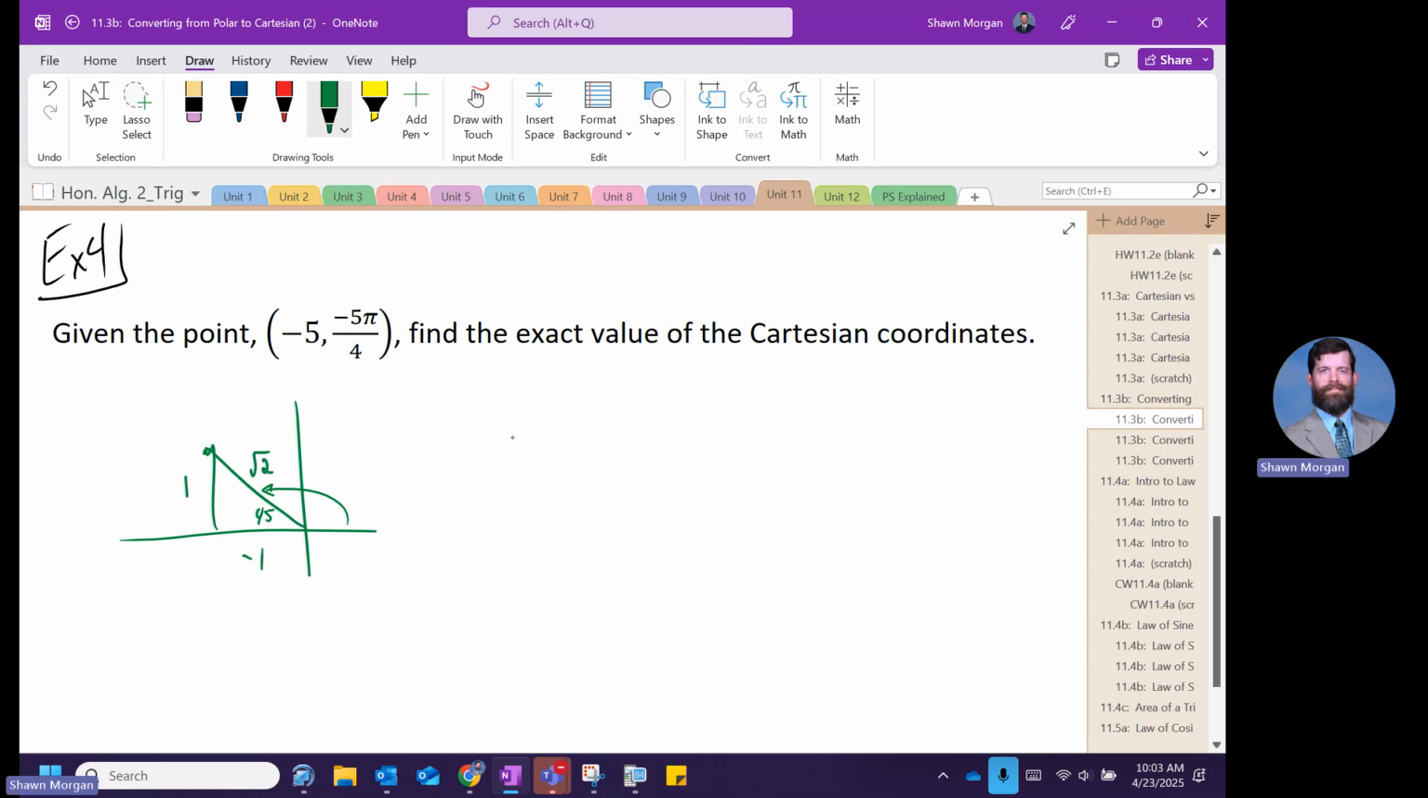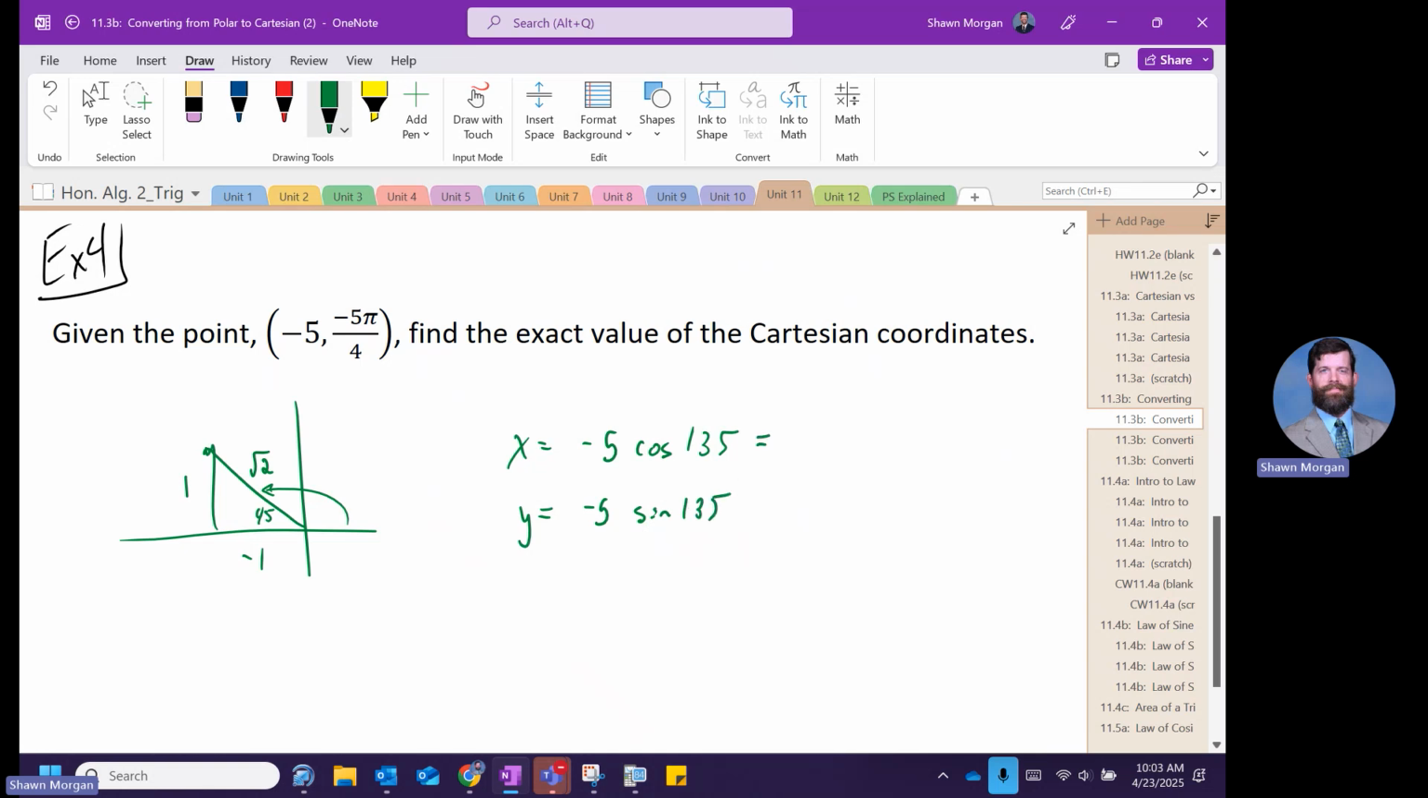Trust the formulas. Okay, so x equals r cosine of theta. What did I say theta was? 135. And y equals r sine 135. Now, let's think about this.